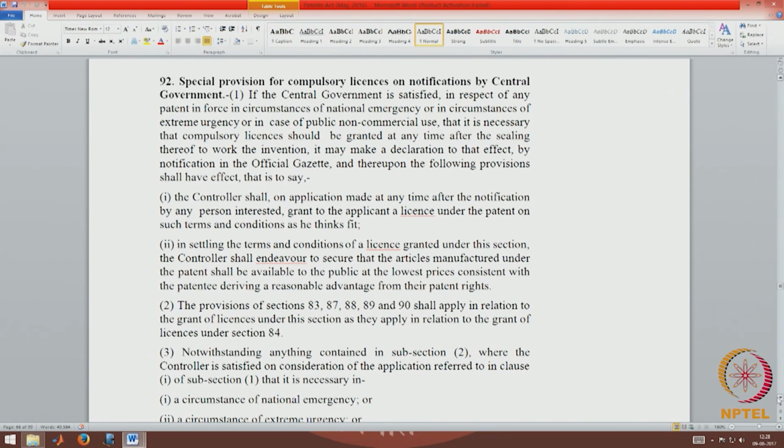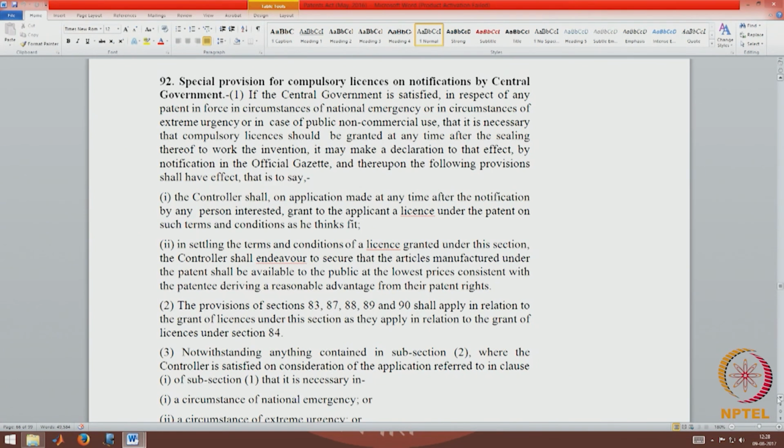2. In settling the terms and conditions of the license granted under this section, the controller shall endeavour to secure that the articles manufactured under the patent shall be available to the public at the lowest prices consistent with the patentee deriving a reasonable advantage from their patent rights. So, one, the controller shall grant. Once the notification is in place, an interested person files an application for compulsory license, the controller shall grant the compulsory license. 2.